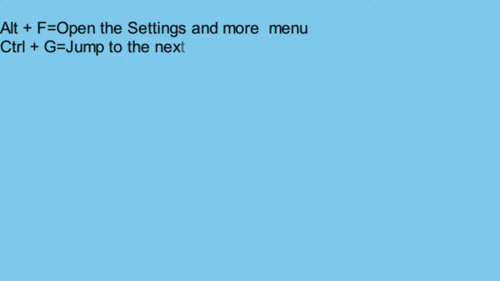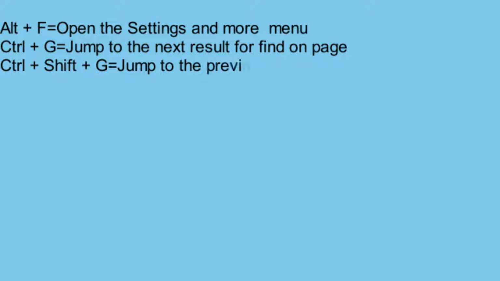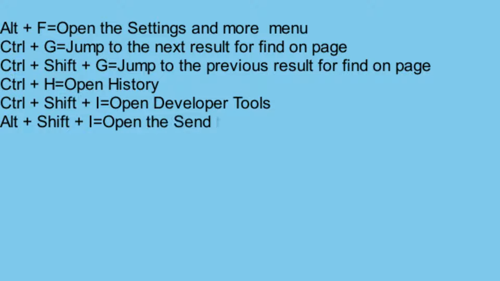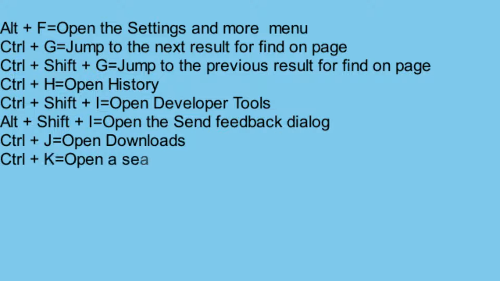Control-G equals jump to the next result for find on page. Control-Shift-G equals jump to the previous result for find on page. Control-H equals open history. Control-Shift-I equals open developer tools. Alt-Shift-I equals open the send feedback dialog. Control-J equals open downloads. Control-K equals open a search query in the address bar.